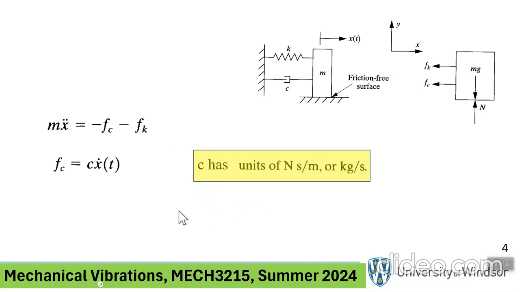So the unit for c is kilogram per second. If you just go and put all the units here, in other words, if Fc is in Newtons and x dot is in meters per second, and you look at the unit for c, it is going to be Newton second per meter, or kilogram per second. Incidentally, some textbooks don't use the letter c, they use the letter b.